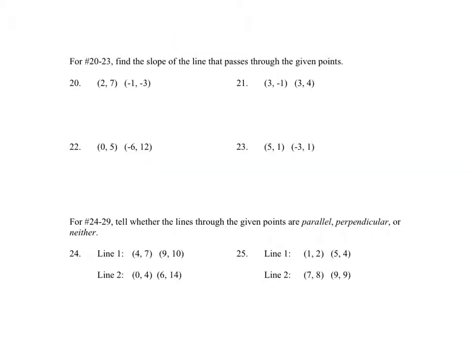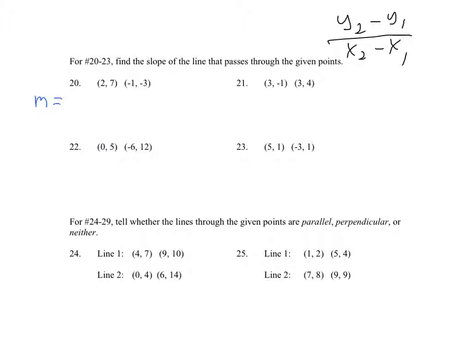All right, now we're going to be finding the slopes of the line that passes through these points. So you can use the slope formula, y2 minus y1 over x2 minus x1. So if I apply that formula to number 20, the slope here, and we call slope m, we're going to do y2 minus y1 over x2 minus x1.